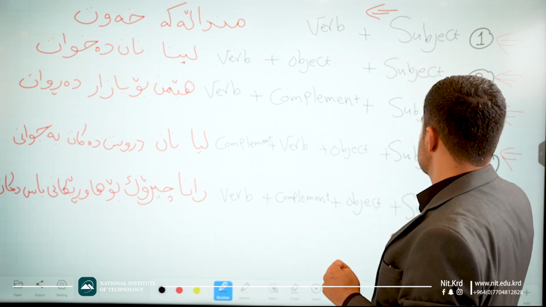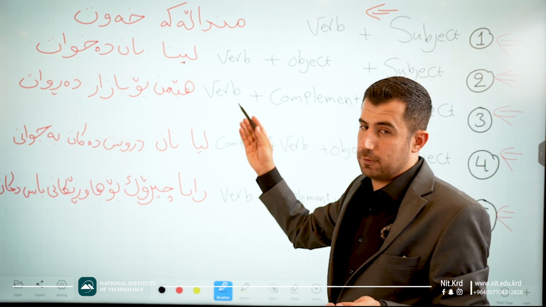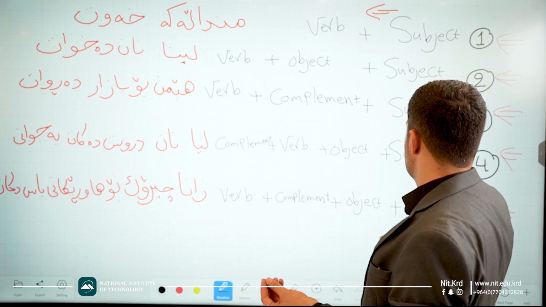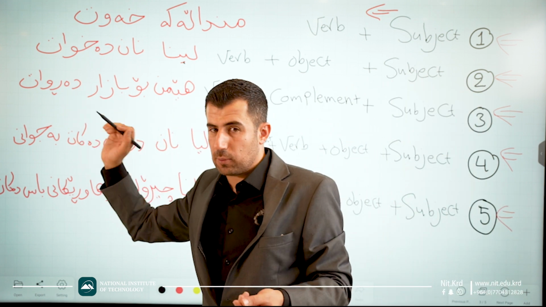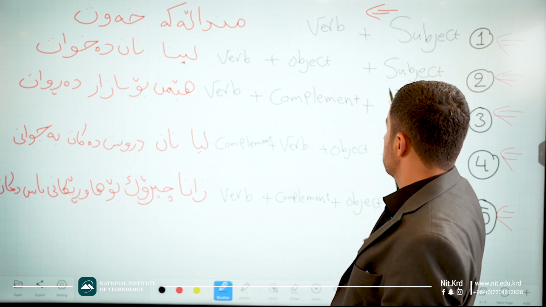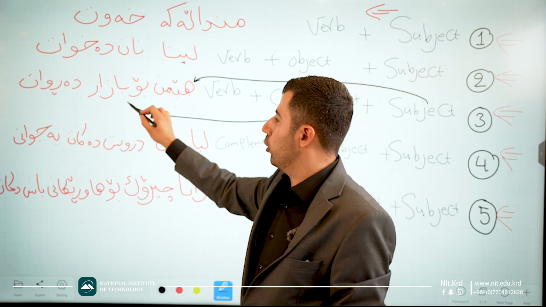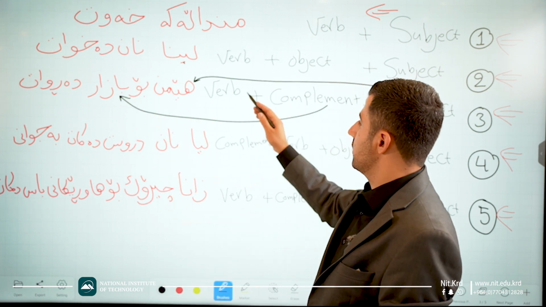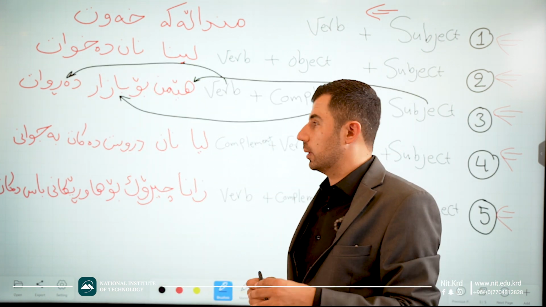The third one is also a sentence that consists of subject, complement, and verb. When you want to write down a simple sentence, you can use this one. The subject for this sentence is Hemen bo bazar darwat. Hemen is equal to the subject. Okay. The complement is bo bazar, which is tawawkari barida. Good. And the verb is darwat. Okay. This is the third one.